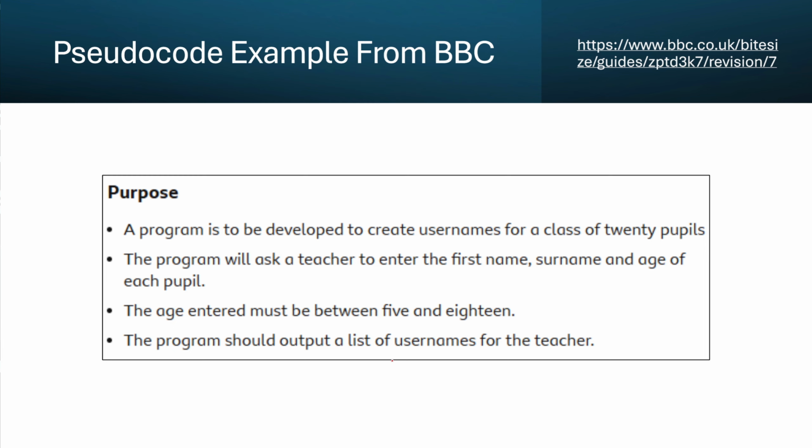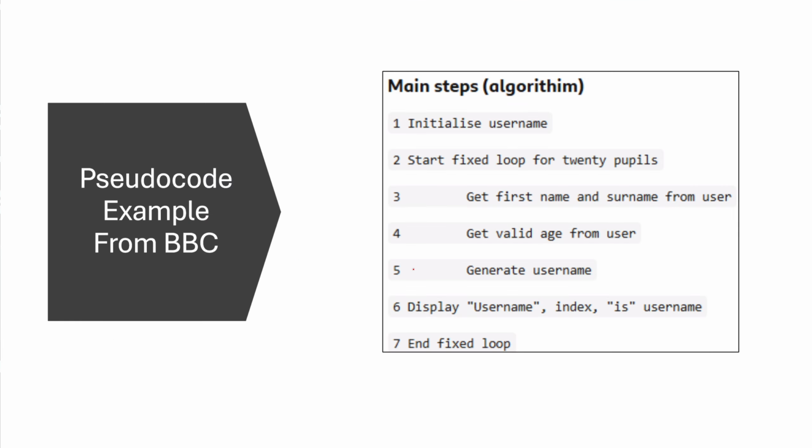The program should output a list of usernames for the teacher. So if you look at the example that they gave, the main step is initialize username. So get username, set username, that's the name of the thing that we're trying to do. So we start a fixed loop for 20 pupils. So we say, while student count is less than 20, again, we will go over this. Get first name and the surname from user, get valid age range from user, generate username, display username, the index.